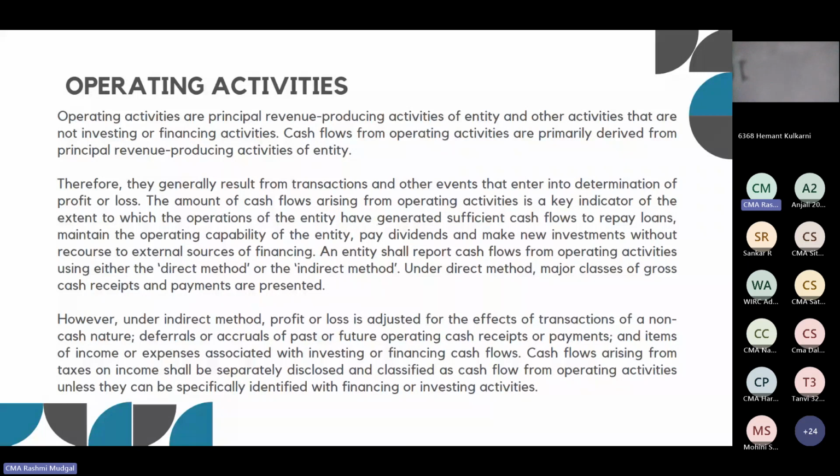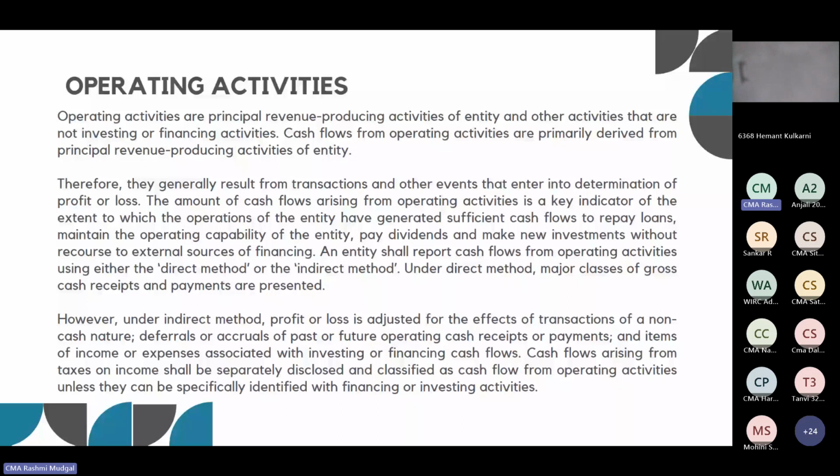They are the principal revenue-producing activity of an entity. I'm not here for the issue of shares. I'm not here for selling my assets. I'm here to produce goods, sell them into the market, and get cash from them. So sales is the best example of an operating activity, along with other activities that are not investing or financing. Cash flow from operating activities is primarily derived from the principal revenue-producing activity of the entity.